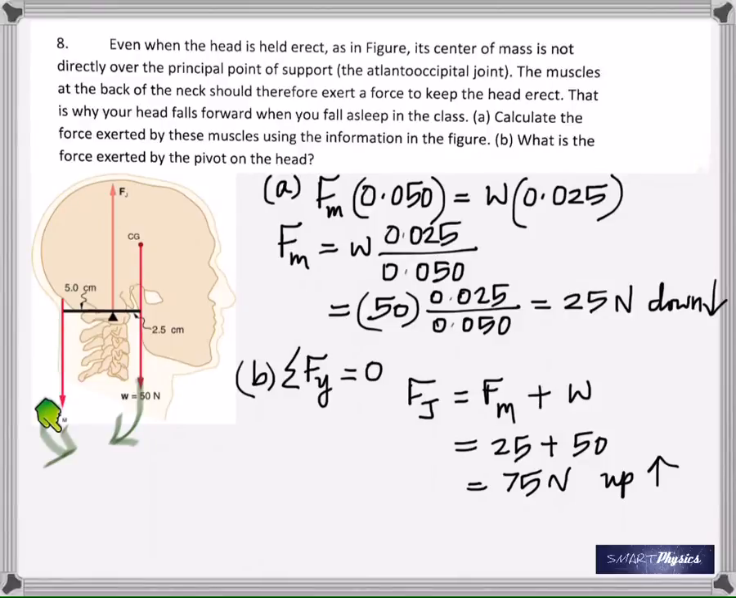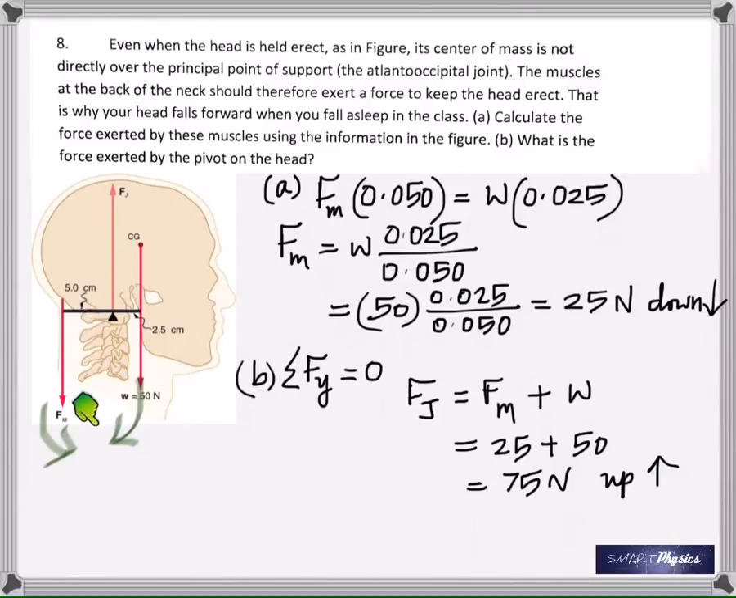Therefore, the force by the muscles multiplied by this distance in meters, that's what you see here, should be equal to the weight of the head multiplied by this distance in meters. Put that, calculate, you will get 25 newtons down. So that's what the muscles have to exert. That's the force.